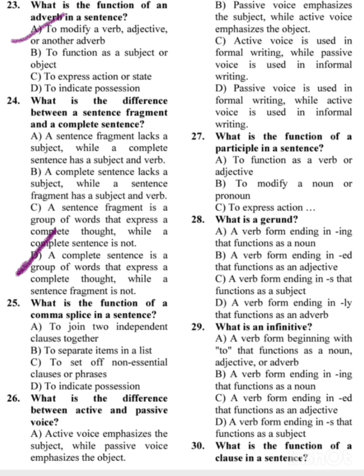Moving on to the 25th question. What is the function of comma splice in a sentence? The function of comma splice in a sentence is to join two independent clauses together. So option A is the correct answer.